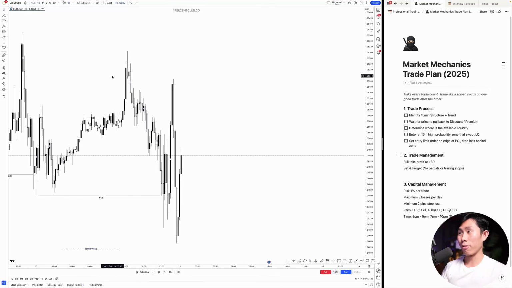Okay, so you can see right here, this one was a very sharp one. This one was a very, very fast one. If you were too slow, you would have missed it.